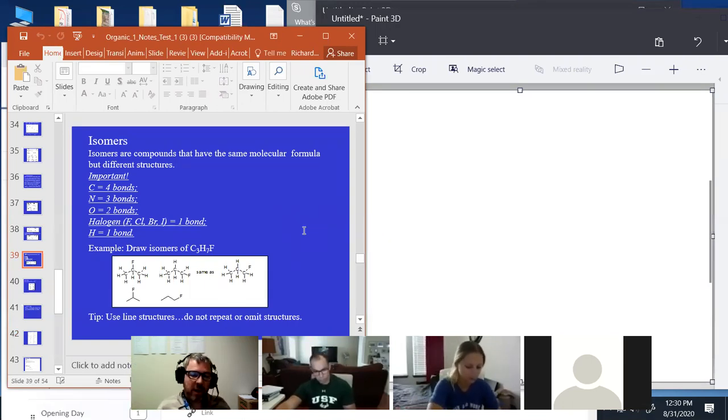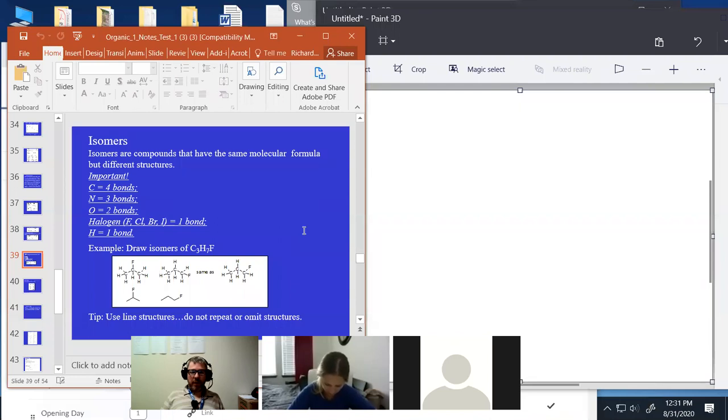All right, we're going to look at isomers. What are isomers? Isomers are compounds that have the same molecular formula but different structures. So we have something important here. Carbon always has 4 bonds. Nitrogen always has 3. Oxygen always has 2. Halogens always have 1, and hydrogen always has 1 bond. So that's going to be requisite knowledge here.